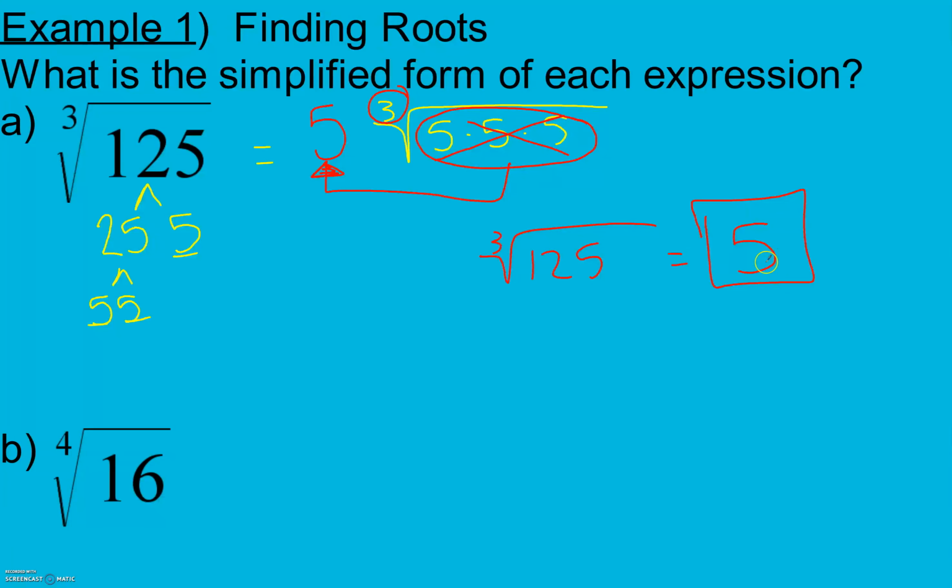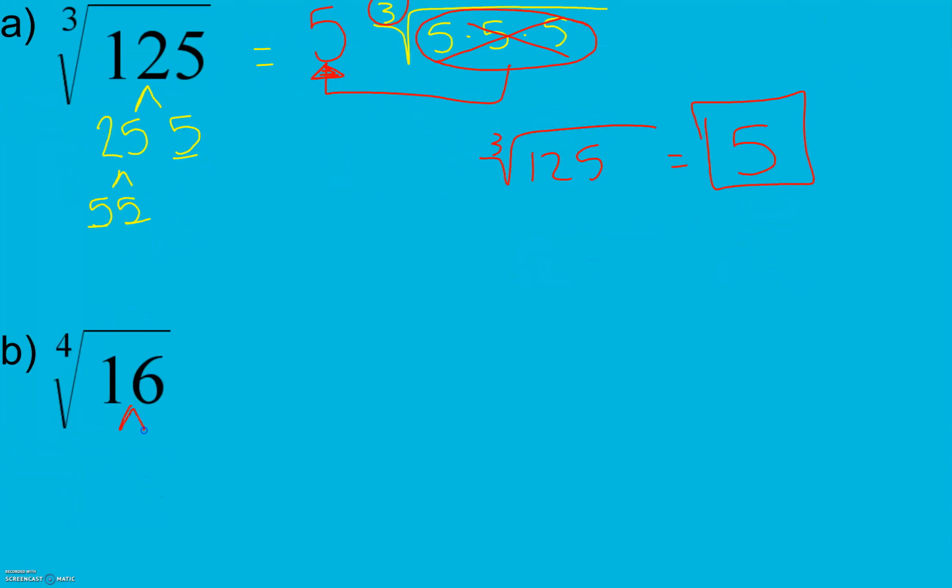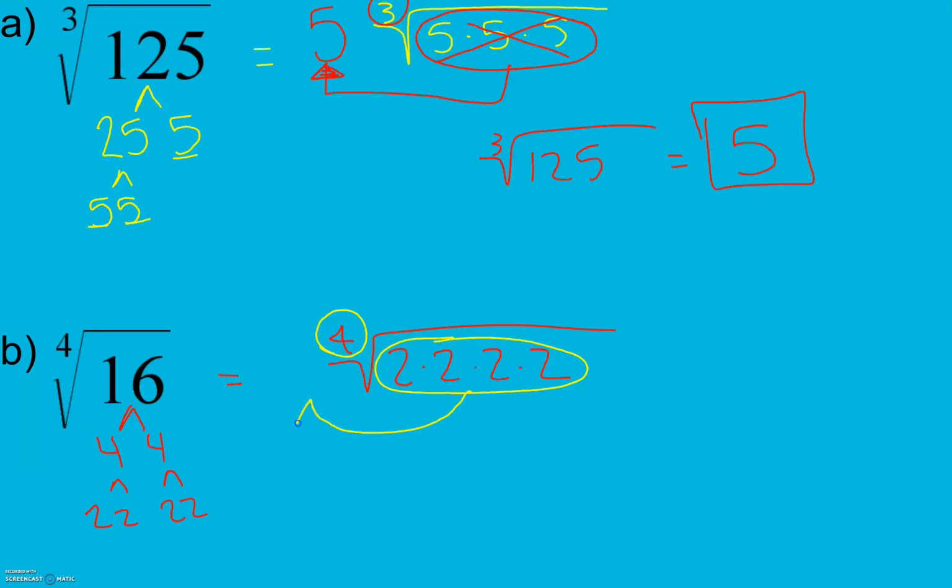5 is a thing I would have to take times itself 3 times to get to 125. Same idea here with b. I'm going to take 4 times 4, just 2 times 2, and 2 times 2. So when I rewrite this, I have the fourth root of 2 times 2 times 2 times 2. I'm looking for groups of 4 things. Here I have four 2's, so they come out as just a group of 2's. So the fourth root of 16 is going to give me 2.